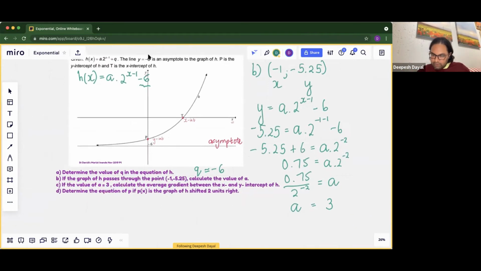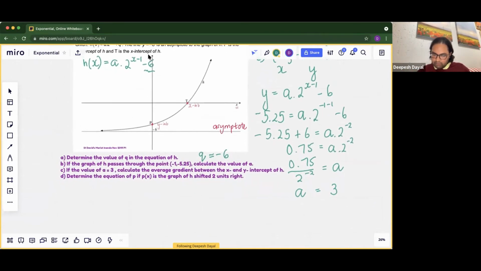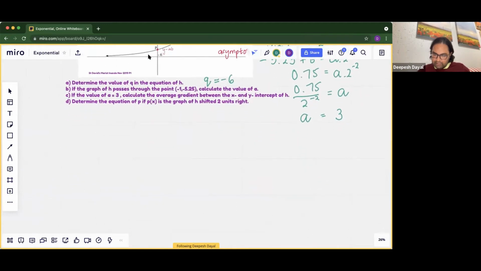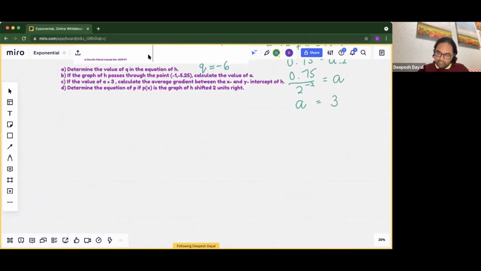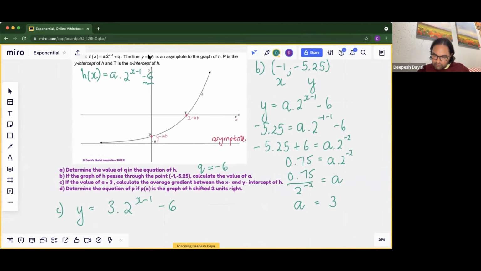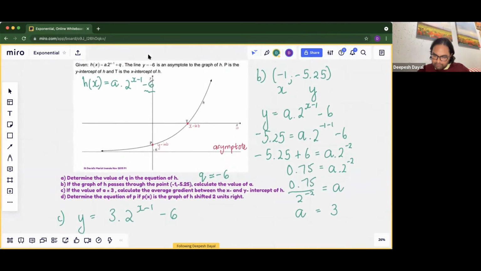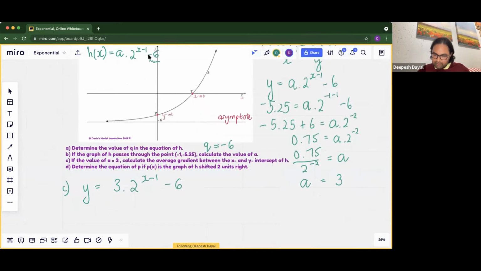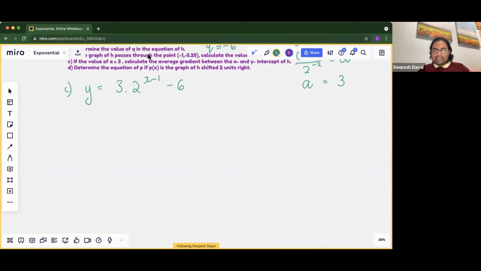So I'm going to write here. I think we can move this like this. And I can clear that. So we've got our equation. Y equals 3 times 2 to the x minus 1 minus 6. I think that's right. Let's go back and see. 3 times 2 to the x minus 1 minus 6, right? What do we do to find the x-intercept?